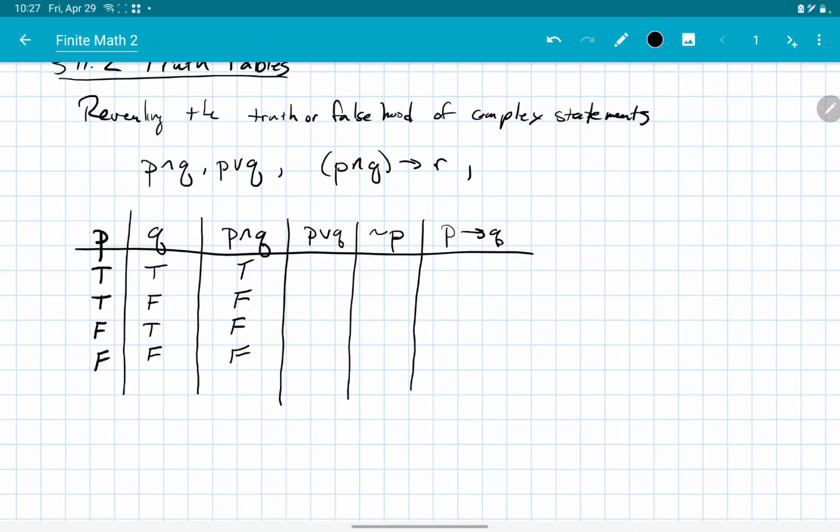Now let's look at P or Q. This is an inclusive or. So if P is true and Q is true, is either P or Q true? Certainly, right? Now, if P is true and Q is false, is P or Q true? Yeah, you only need at least one of them to be true. And then if P is false and Q is true, this is also true. The only way for P or Q to be false is if they are both false. So we put an F there.